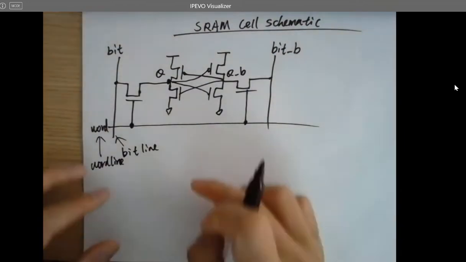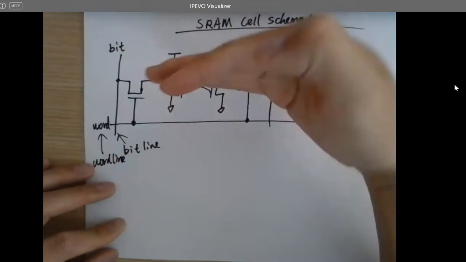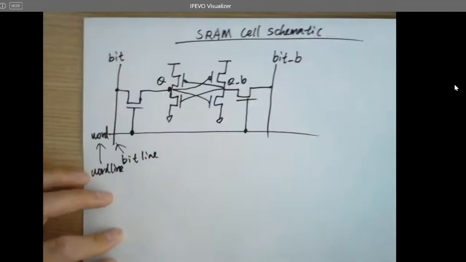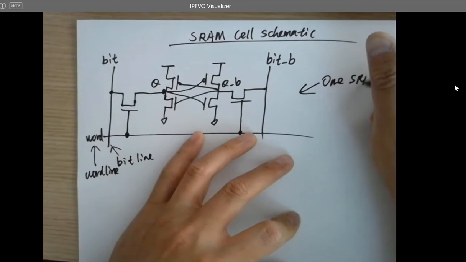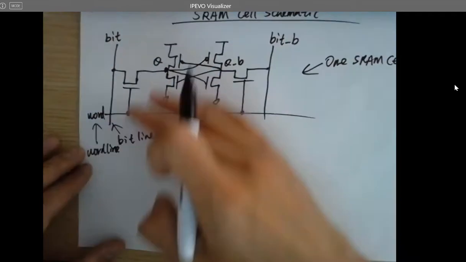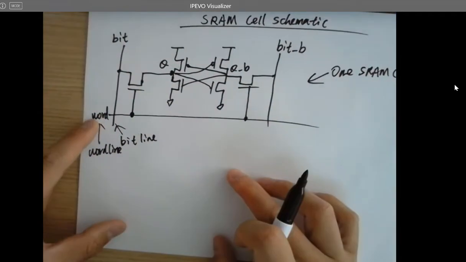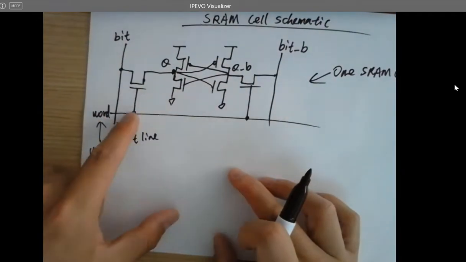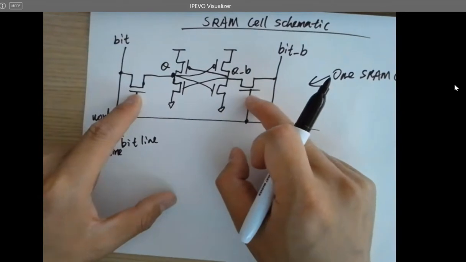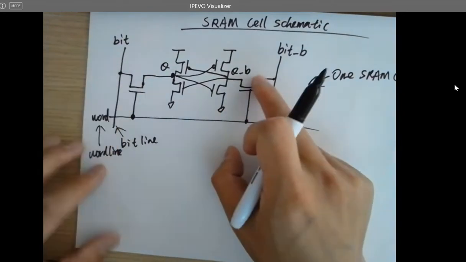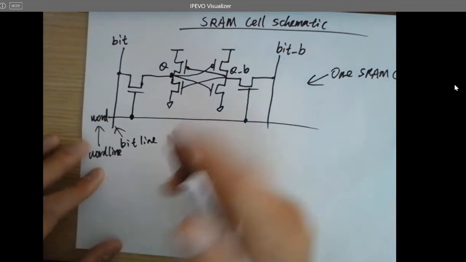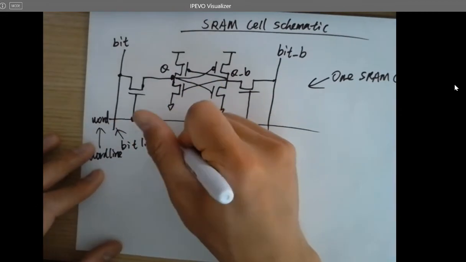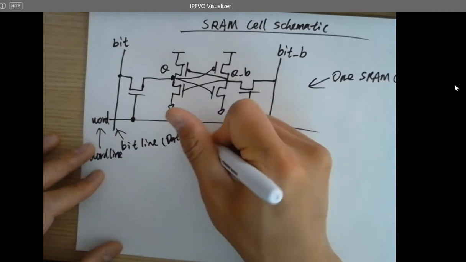So when there are so many rows, it's repeating all these. This is just one cell. That's one SRAM cell. And there will be many more in the column. So that's the word line. If this line is activated, it's going to open up these two NMOSes and pick up this line and read that data to this bit line. The bit line is the data to be read.